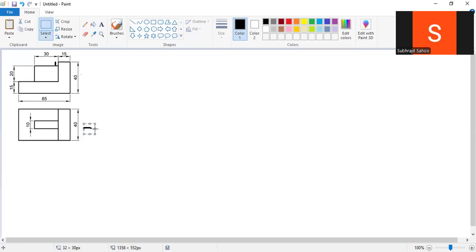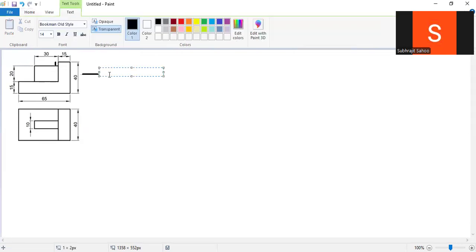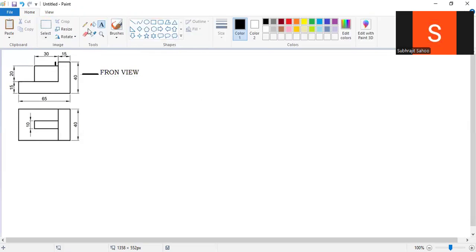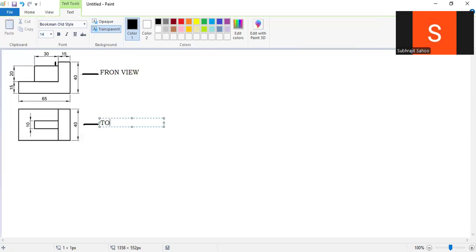One more thing I will tell here, sir. Always remember, when this type of diagram is given, it is not written which one is the front view and which one is the top view. Remember, the top one is always the front view, right? And the bottom one is the top view. You need to remember.